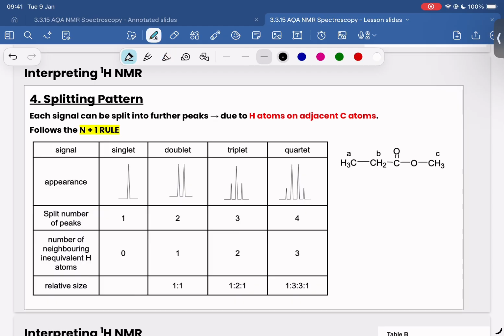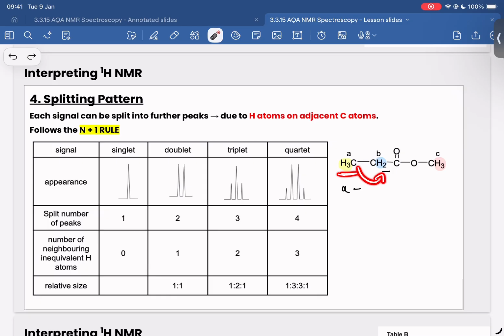So I'm going to give you a little example here. There's A, B, and C, and we're going to work out what each of these peaks are going to be, linking to the splitting pattern. Because of A, B, and C, you have 3 separate hydrogen environments. And I'm now going to work out the splitting pattern for each of them. So A. Now A, this carbon atom A, is attached to an adjacent carbon that's attached to 2 hydrogen atoms, right? I hope everyone can see that. So the adjacent carbon here is attached to 2 hydrogen atoms.